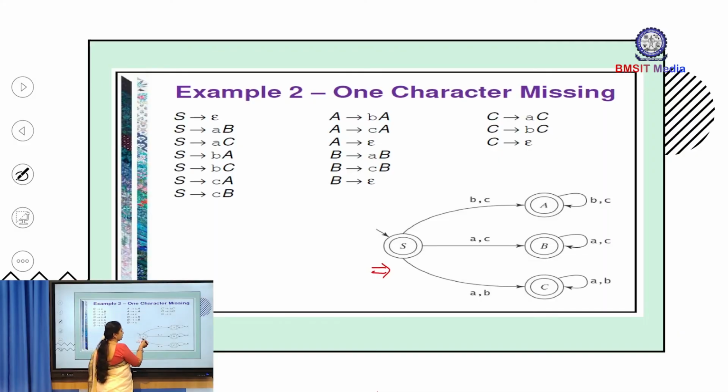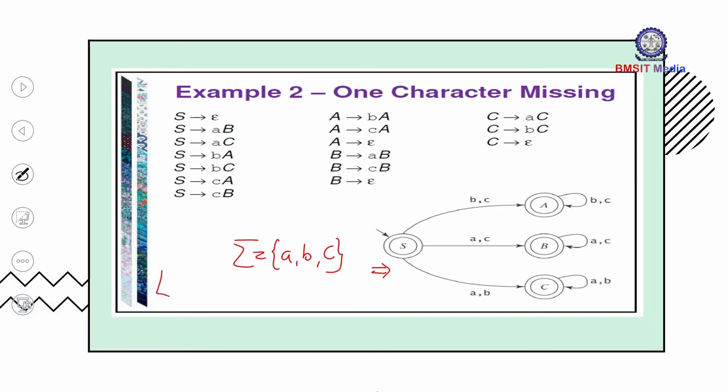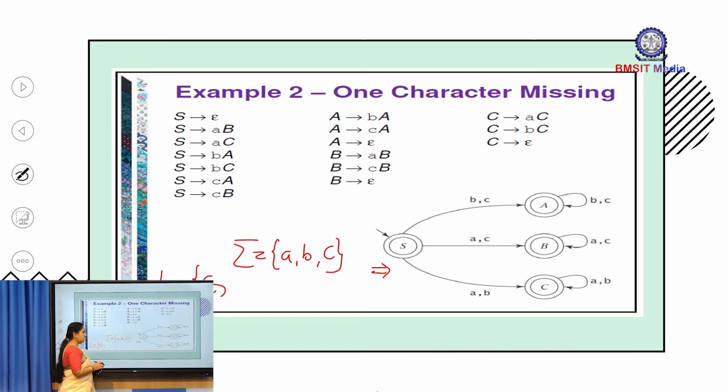So we have the start state, and this is the non-deterministic finite state machine for a language accepting one character missing. Definitely when we see the sigma, sigma is A, B, C. Since the start state itself is the final state, definitely the set of strings which belong to the language comprises epsilon. Epsilon is present in the language.